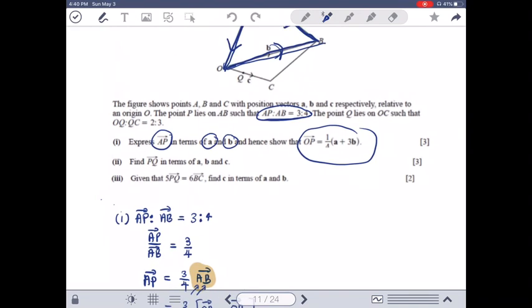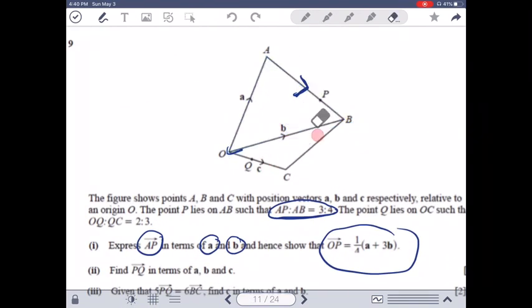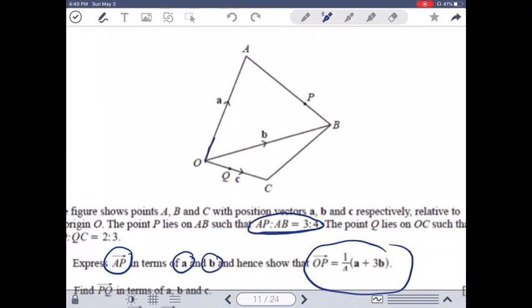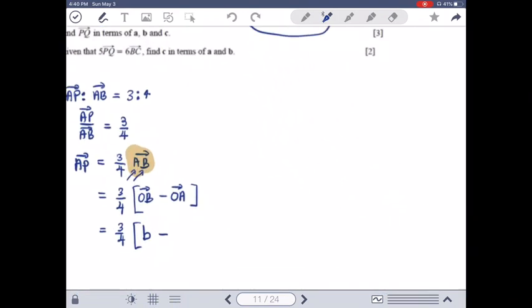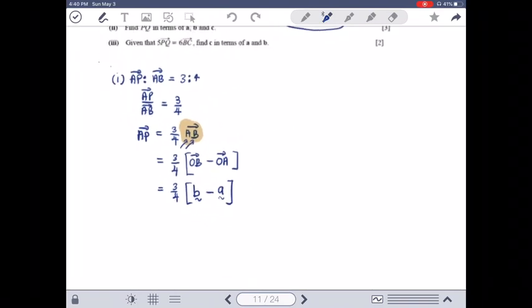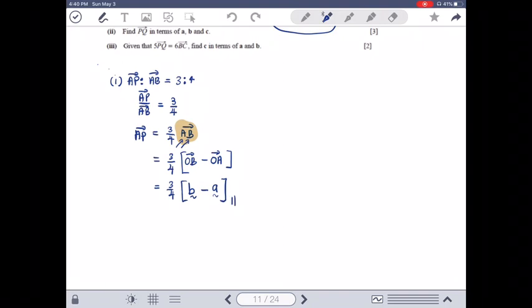Do we have vector OB? Yes, we do. It's just b. OB is just vector b. Okay, so it's just b minus OA, which is just vector a. Okay, so that is your final answer, or you can write it 3 over 4 b minus 3 over 4 a.